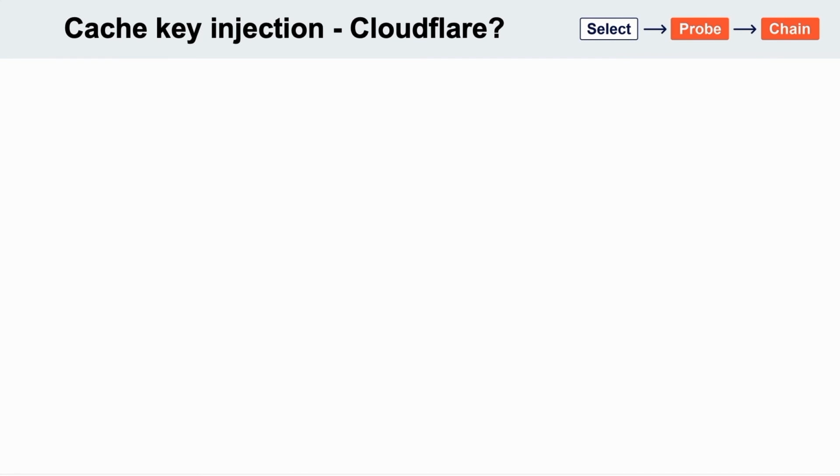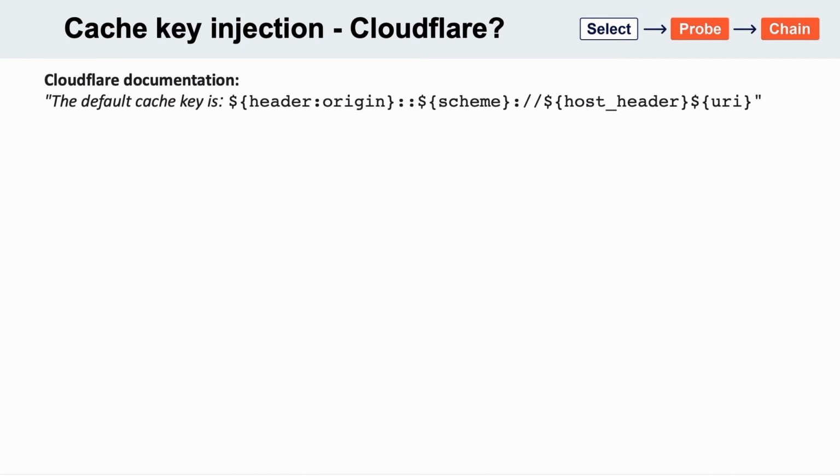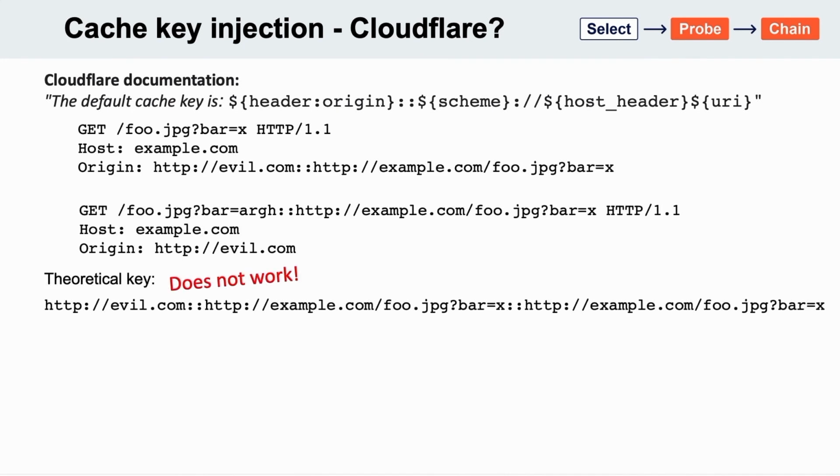After seeing how easy that was on Akamai, I thought I'd try it on Cloudflare. According to their documentation, the cache key looks like this. So these two requests should have the same key. However, in practice, it doesn't work. And I tried a few things, ran low on options, and eventually sent an email to Cloudflare to complain that their documentation is incorrect and say, could they fix it, please?